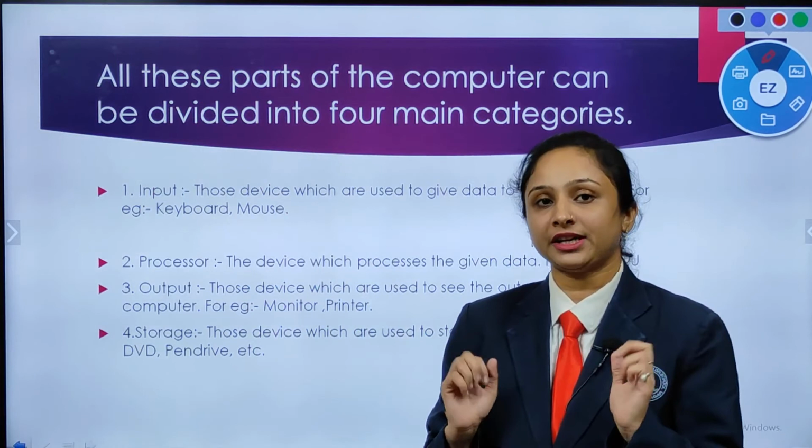Output device. Now what are output devices? Those devices which are used to see the output given by the computer. After processing the data, it gives the output on the monitor screen. So the monitor is an example of an output device, for example, monitor and printer. And what is a storage device? Those devices which are used to store the data, for example, hard disk drive, pen drive, etc. They are known as storage devices.